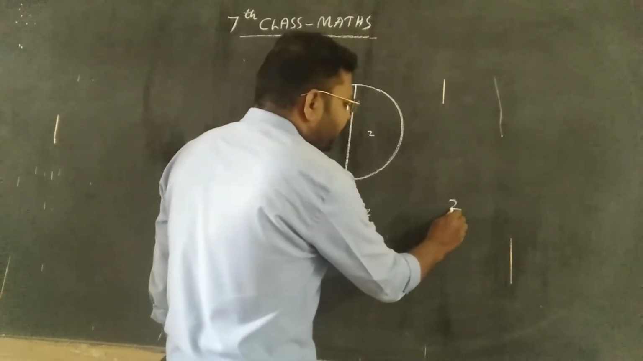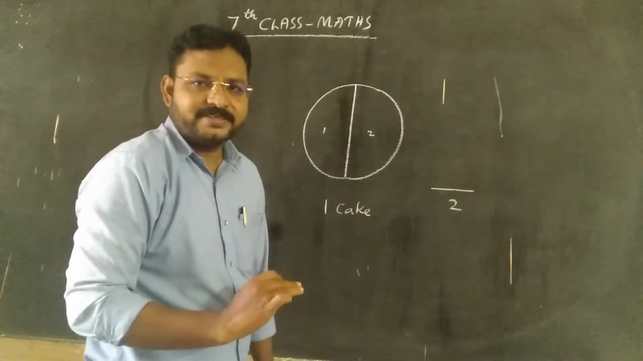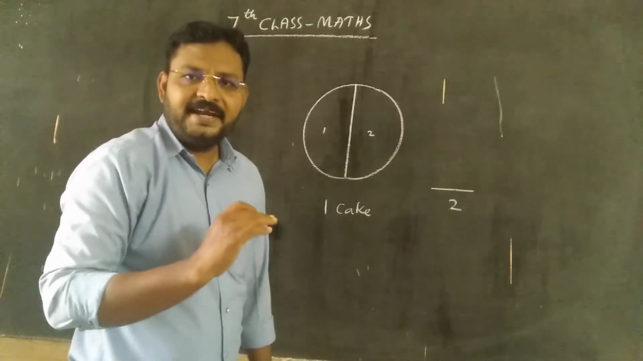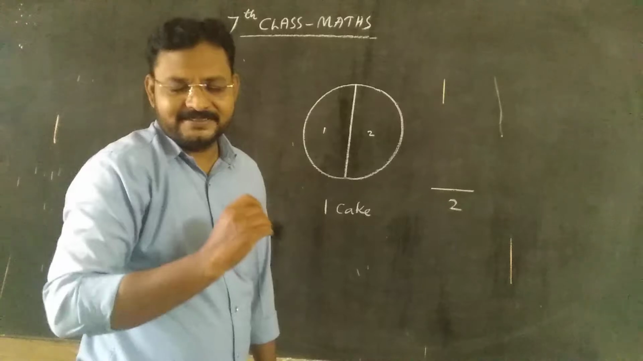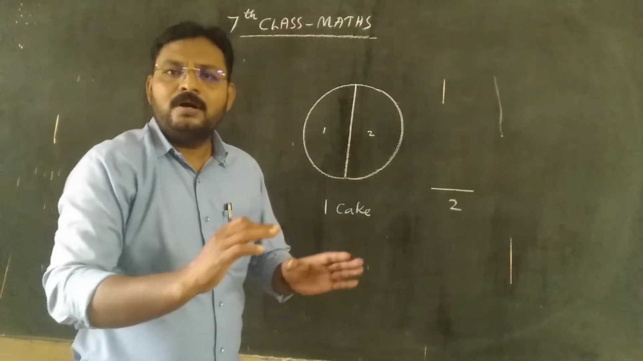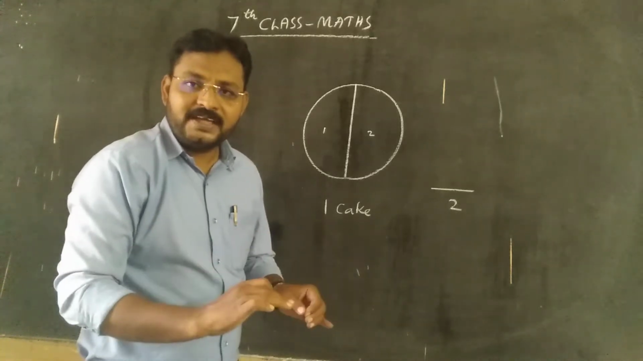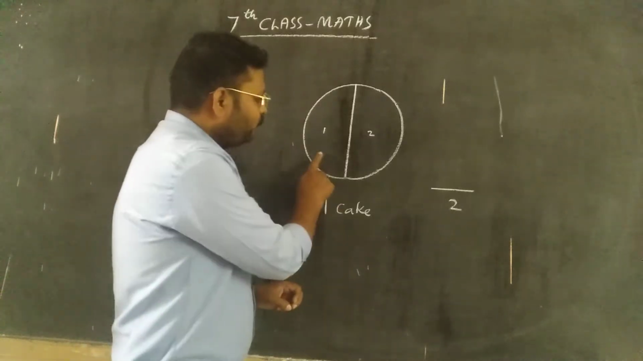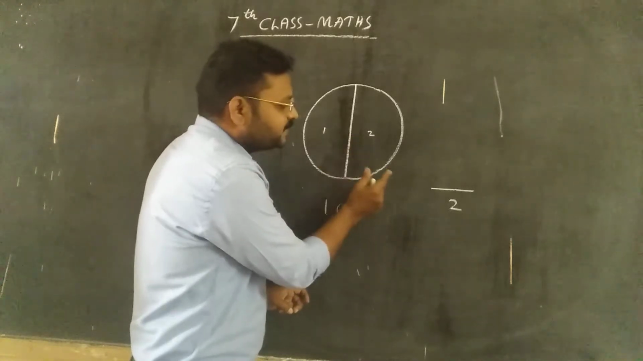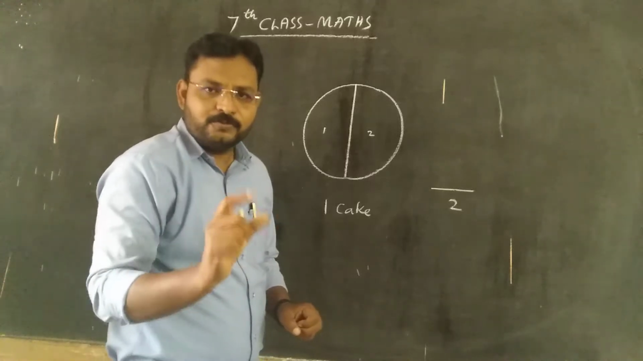So this two you write below the cross line. Here I took a number 2 and I wrote it below the cross line. What does it represent? It represents the total number of parts. How many parts do we have? Two parts. One first part, second part. So the total parts are written right below the cross line, that is number 2.